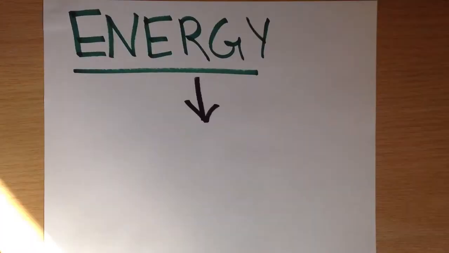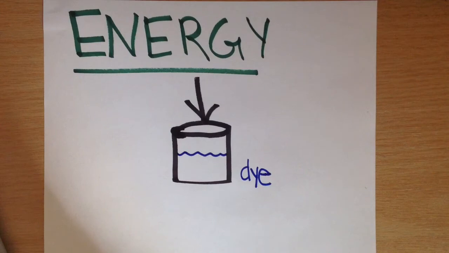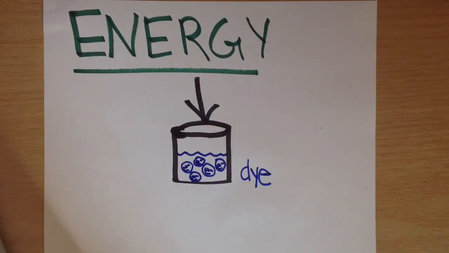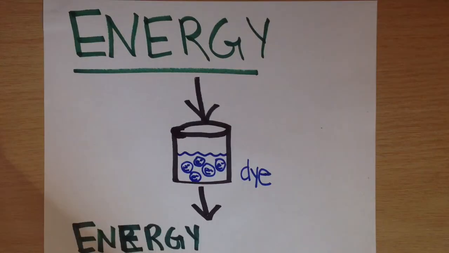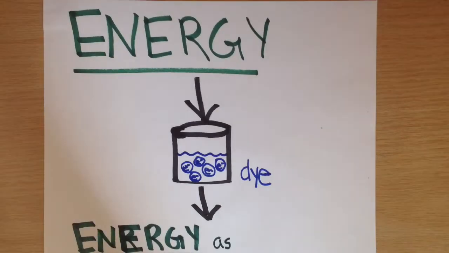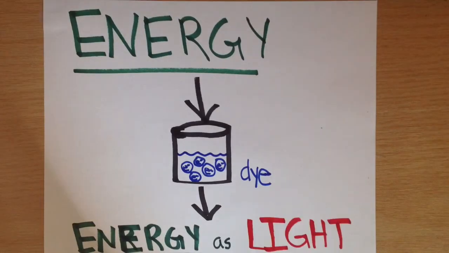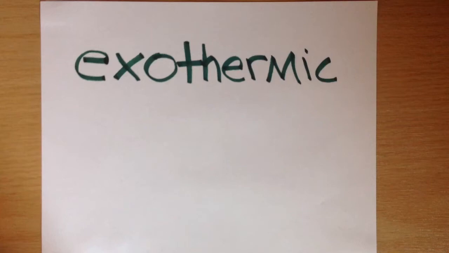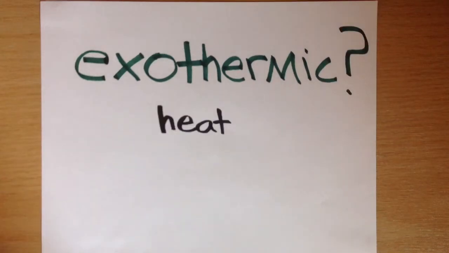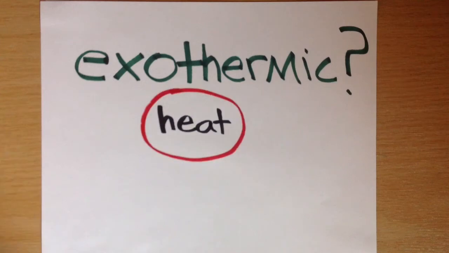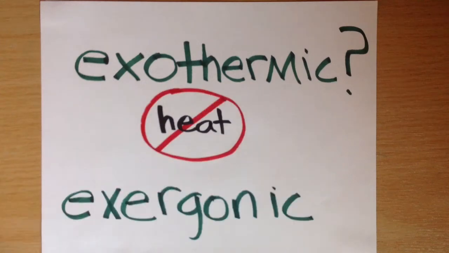The energy is absorbed by the electrons in the molecules of dye, which put them in an excited state. When they go back to their ground state, they lose this excess energy in the form of photons of light, and this is the glow of the glowstick. This reaction cannot be classified as exothermic because heat is not emitted. However, it is referred to as exergonic because it releases energy instead.